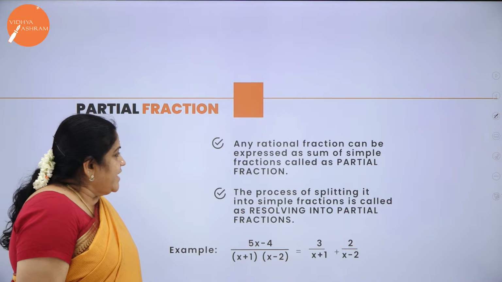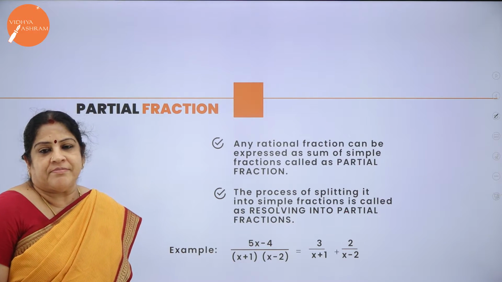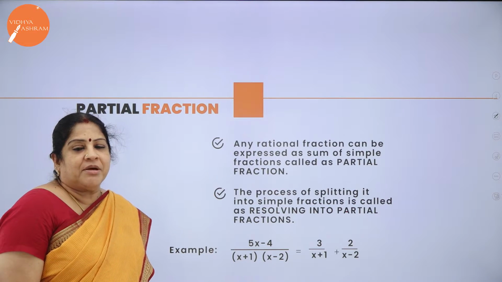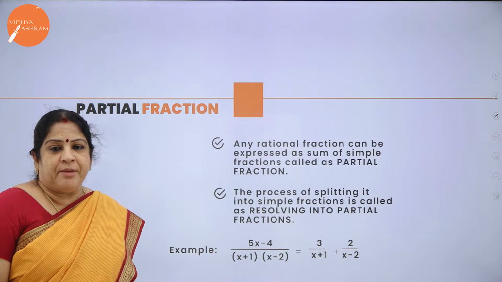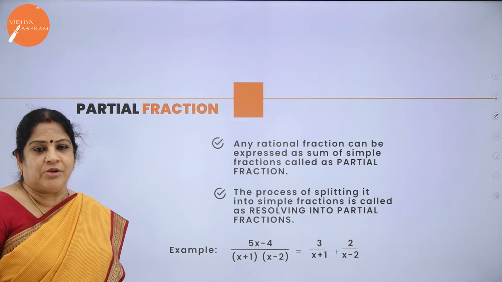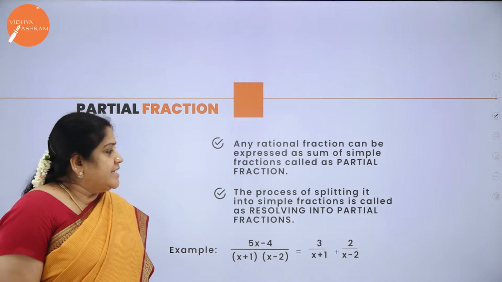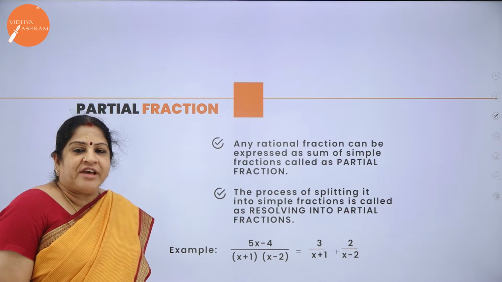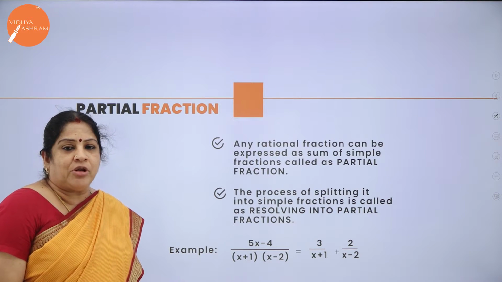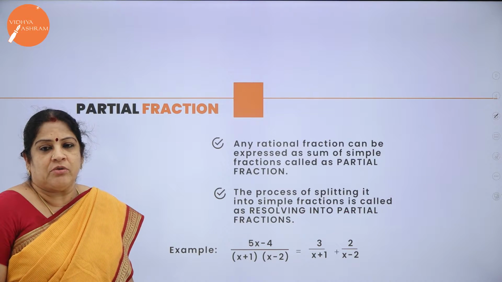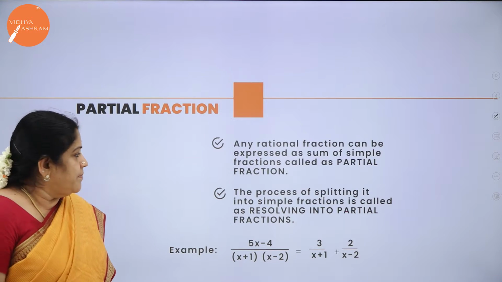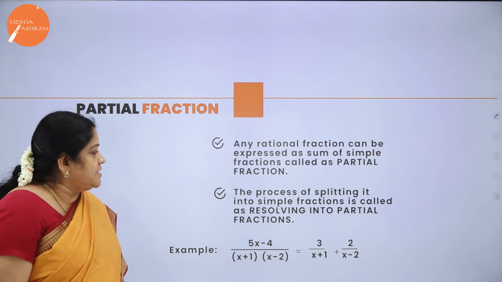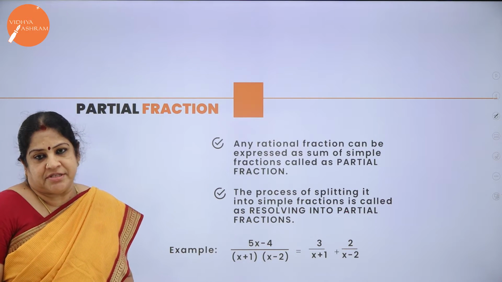The definition goes like this: any rational fraction. Now, what is the meaning of the word rational fraction? It is like a rational number. Any rational number will be written in the form p by q, where the denominator is not 0 and p and q are integers. Same way, when I say rational fraction, it is written in the form p of x by q of x, which means the numerator is a polynomial and the denominator is also a polynomial, and the denominator is not 0, which can be expressed as a sum of simple fractions, which are called partial fractions.